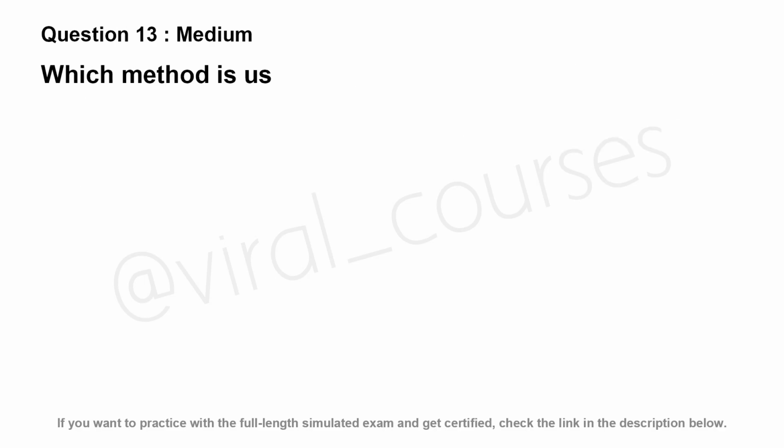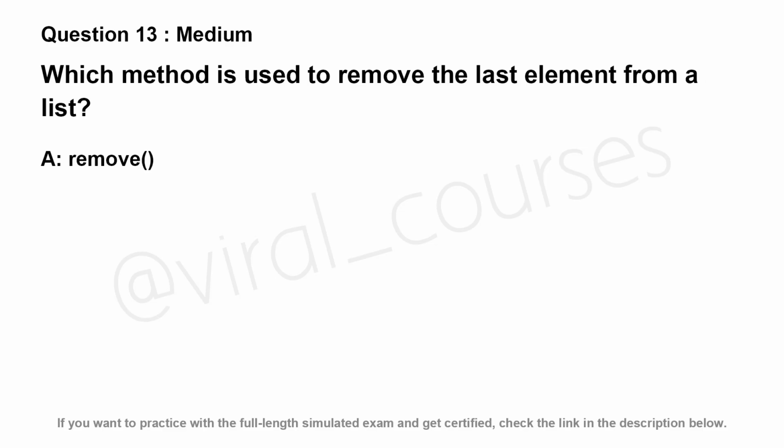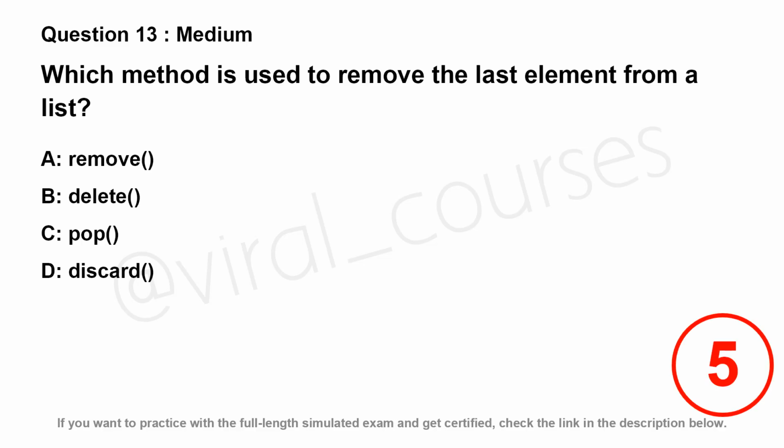Which method is used to remove the last element from a list? Option A, remove. Option B, delete. Option C, pop. Option D, discard.